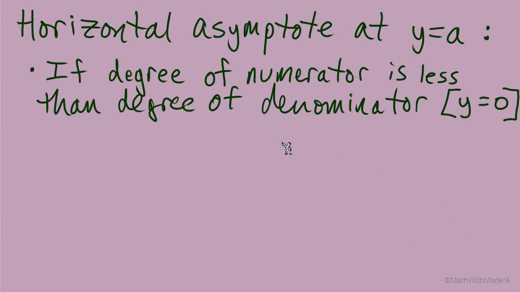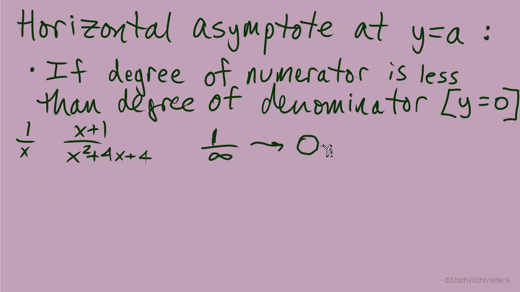The first situation that we saw was if the degree of the numerator is less than the degree of the denominator, we have a horizontal asymptote at y equals 0. Our examples were 1 over x and x plus 1 over x squared plus 4x plus 4. Examples where the degree of the denominator was larger. So if we thought about x values getting larger and larger, we had some fraction that was basically a 1 over a huge number. 1 over, almost we could say it's approaching 1 over infinity, and a fraction where it's 1 over a huge number, it approaches 0. So our horizontal asymptote at y equals 0.